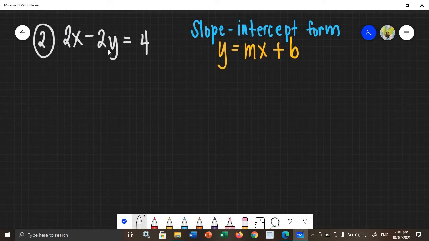And then right after natin ma-distribute, we can now use this linear equation as our given. And right after that, for us to graph this linear equation, kailangan natin siya gawin into slope-intercept form, which is y is equal to mx plus b. So we need to transpose 2x para ma-isolate natin si variable y. So ang may iwan is si negative 2y, 2x will be on the right side of the equation, so magiging negative na si 2x. Kasi tinranspose natin siya. And then we have negative 2x plus 4.